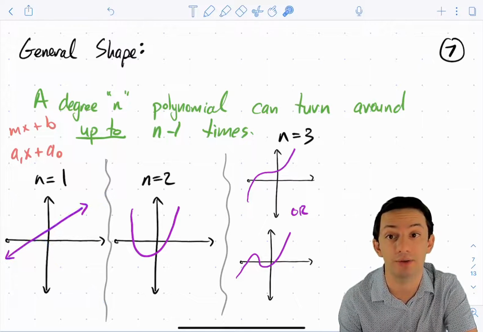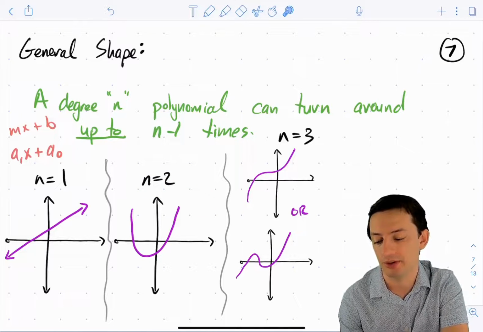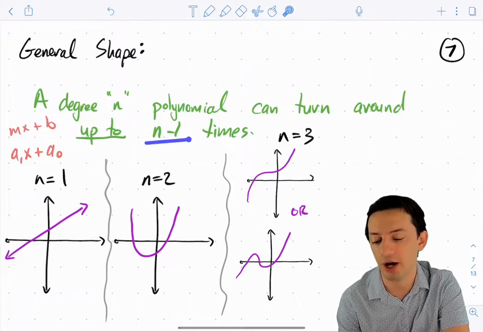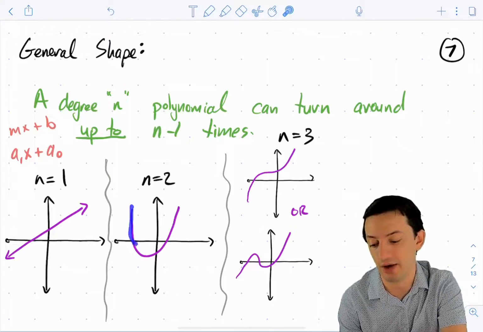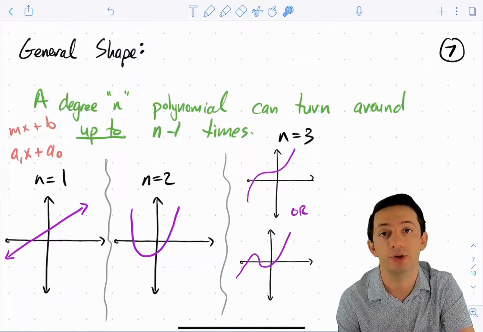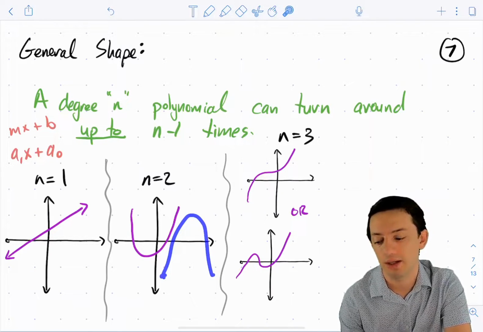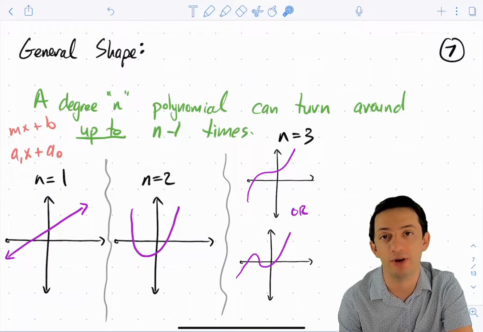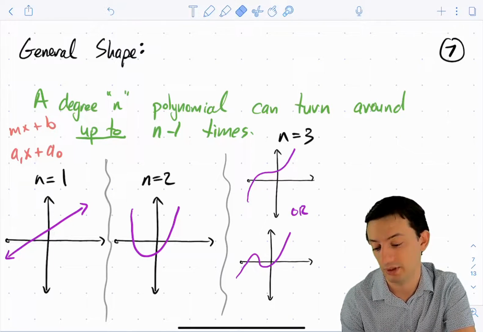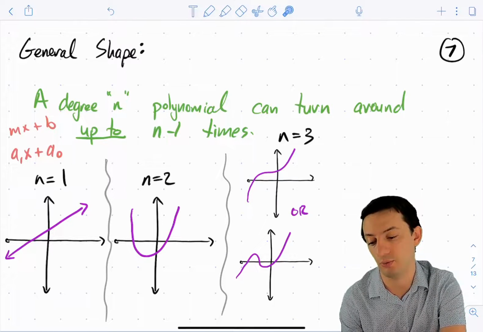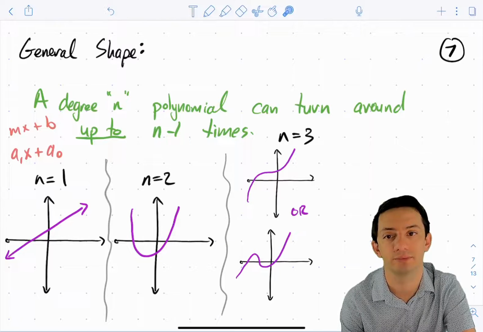They either always go up or they always go down. They can't turn around. On the other hand, degree 2 polynomials, that's n equals 2, they can turn around up to 1 time. So this one does that. It goes down and then it goes up. Alternatively, they could go up and then down. Now, if you think about it, a degree 2 polynomial has to look like one of those two. It can't turn around 0 times. So it either turns around once and looks like this, or it turns around once and looks like that.